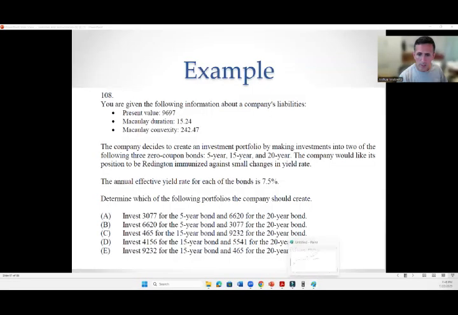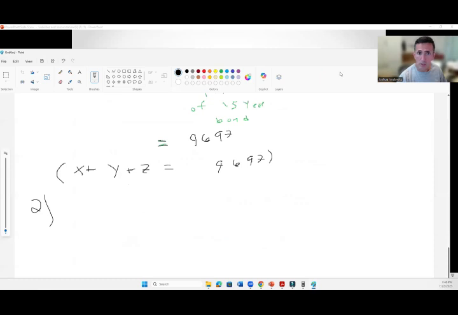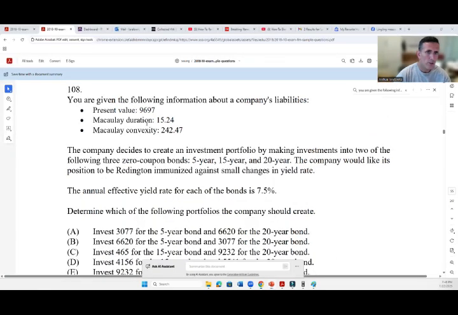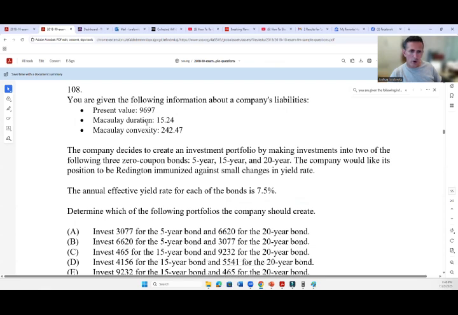Okay, what I want to do next is put this to good use. I want to do 108, and I'll go to the website here. You're given the following information about a company's liabilities. You create a portfolio by making one of three investments: a 5-year, 15-year, or 20-year zero coupon bond. That just means you buy assets that give you money after 5 years, 15 years, and 20 years.